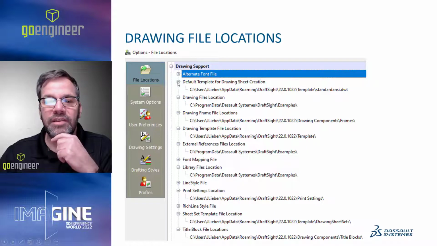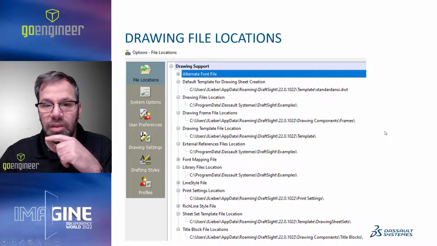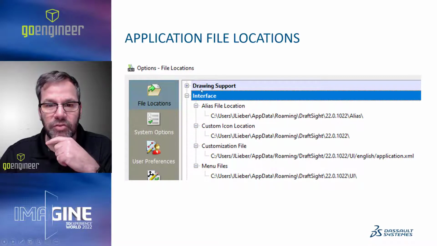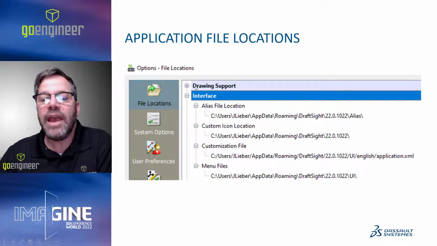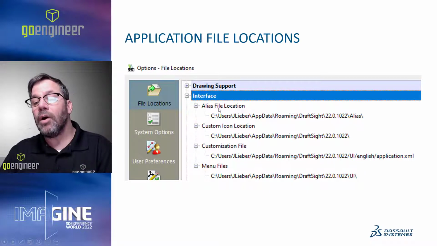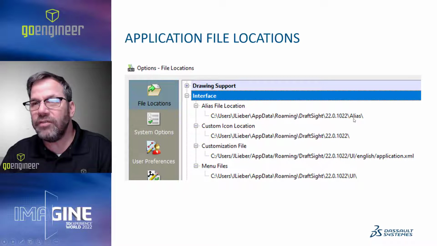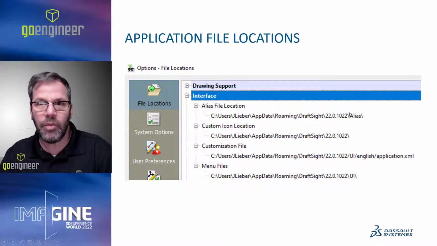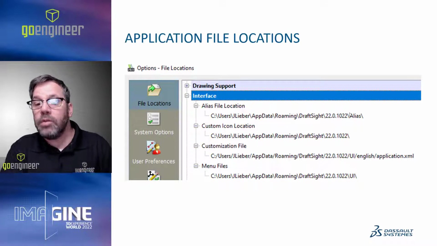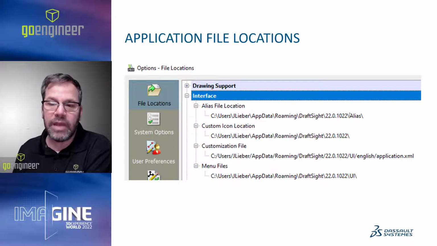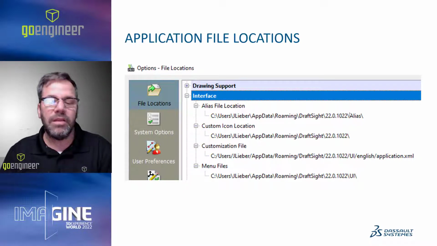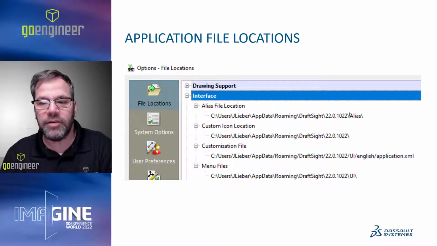The next place that's super important is the interface. It's still under file locations, but you're going to want to close out the drawing support and go to the interface, and you're going to get to the alias file. This is super helpful. If you have individual users that have their preferred way of typing out commands, you can leave these on the individual computers, or you can point them to, again, a single location, and then everyone has access to the same set of commands. At this point, it's really kind of personal preference.